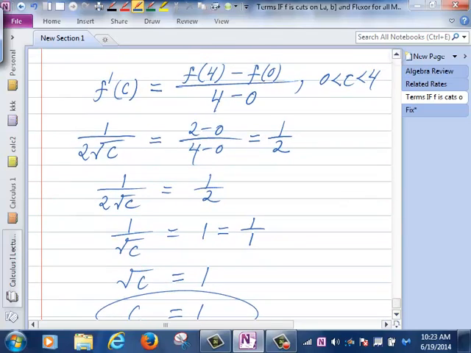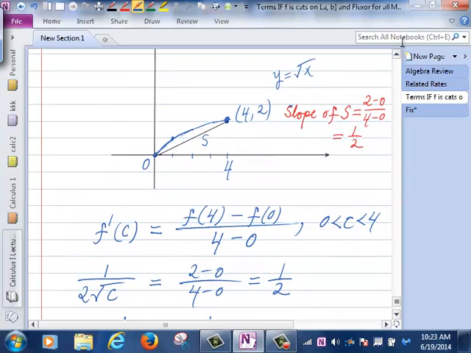So I go back to my picture here. I see that the slope at 1 is the same as the slope of S. So let me draw the slope at 1. So this is the point at 1. The slope at 1 is the same as the slope of the line S. Okay, so that's what they asked you to do, to sketch and show the meaning of mean value theorem graphically.